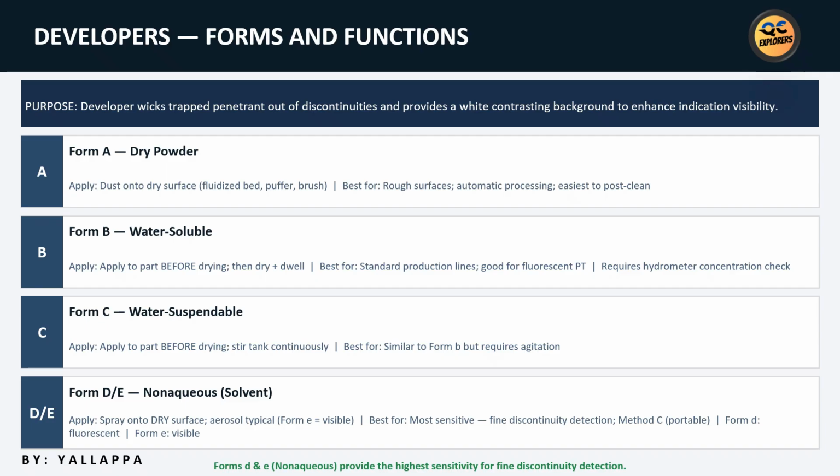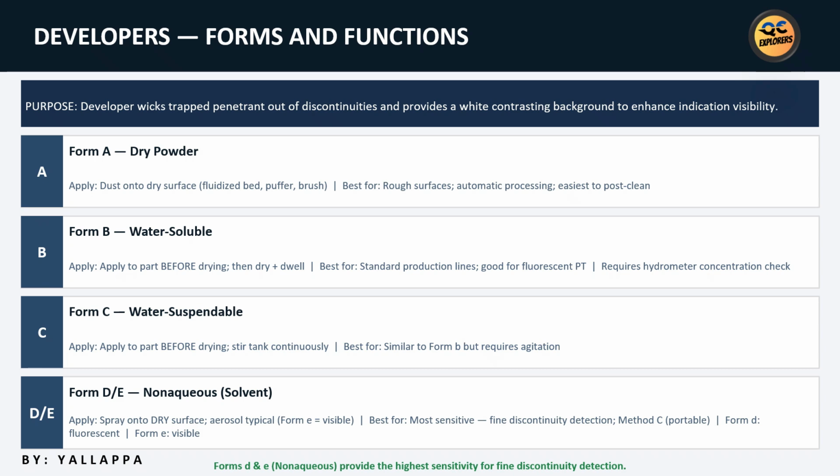Now Forms D and E, non-aqueous developers. This is a very important certification exam topic. These developers provide the highest sensitivity for detecting fine discontinuities, usually applied by aerosol spray onto dry surfaces. Form D is generally used for fluorescent inspection. Form E is used for visible dye inspection.